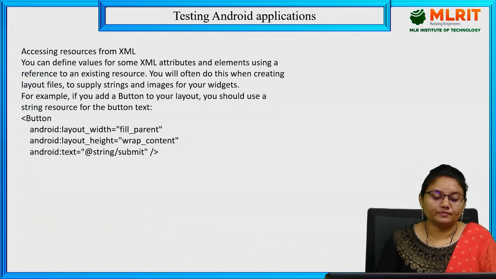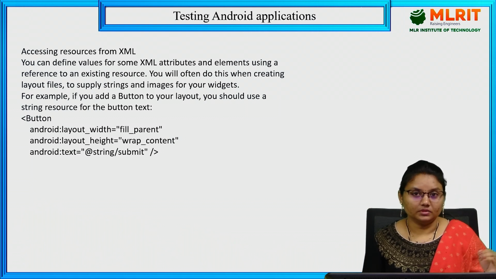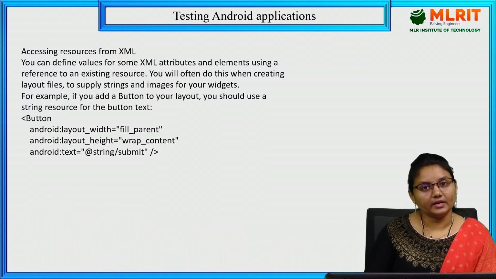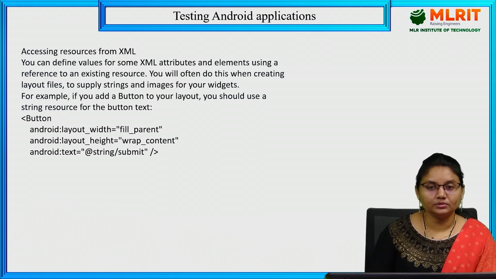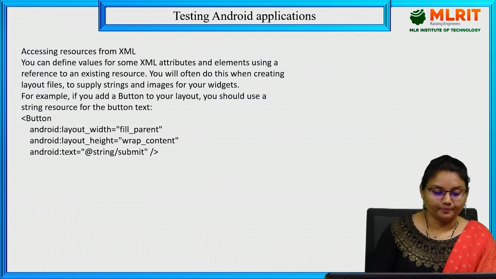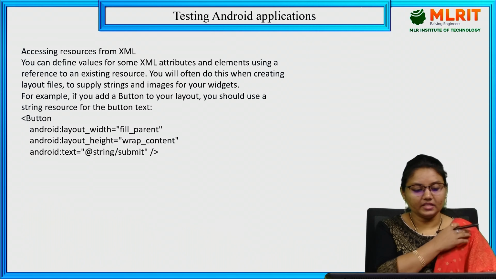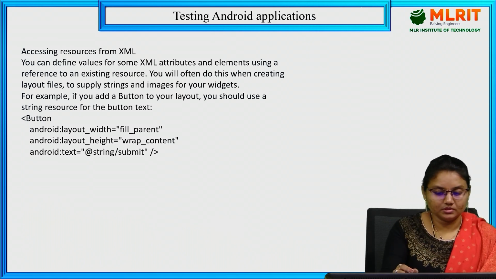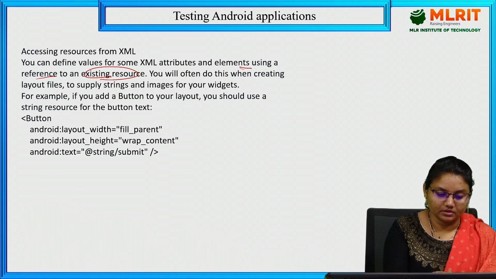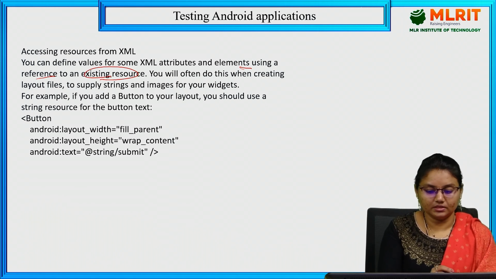Accessing resources from the XML. Now that was in code, that is, how in Java you extract or set the values which are defined in the XML, which we have seen. So this is how to do it directly in the XML. You can define the values of some XML attributes and elements using a reference to an existing resource.